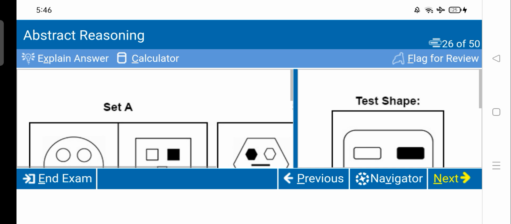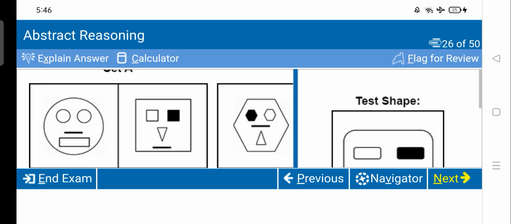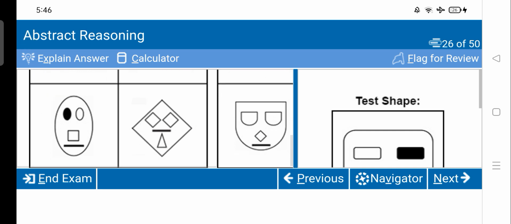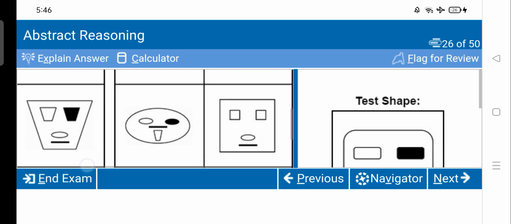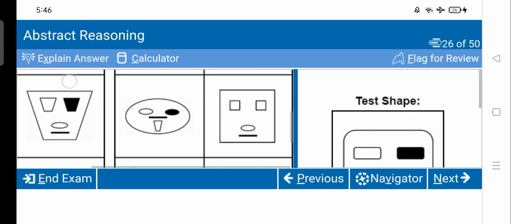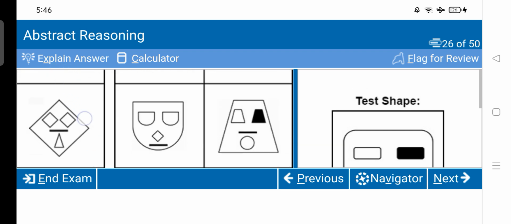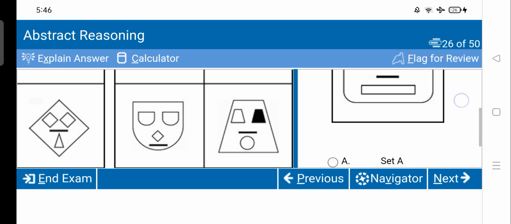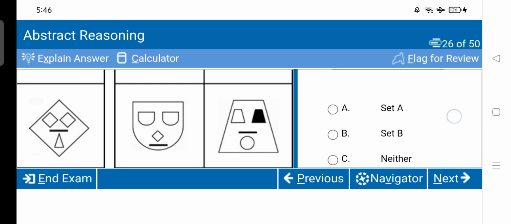In the next we have this set of shapes. First we have set A, and this is the set of shapes we get in these sets. Set B having these set of shapes, and the test shape is given in this form. Options are option A is set A, option B set B, and option C is neither.